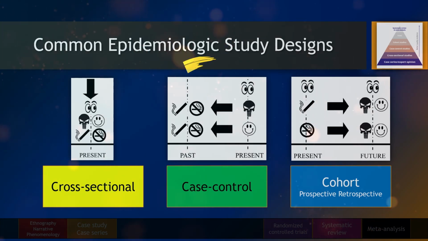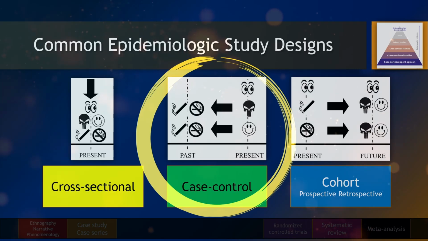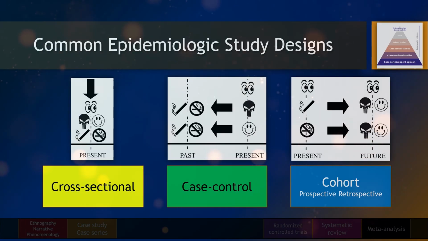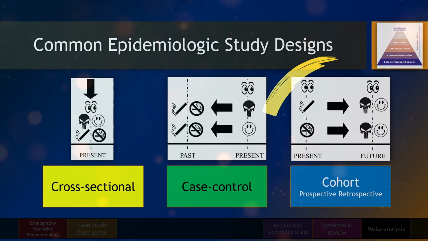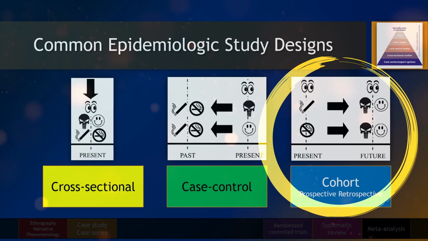We'll then move on to case control studies, which are particularly useful for investigating rare conditions. These retrospective studies compare individuals with a condition to those without it to identify factors that may have contributed to the aforementioned condition. Our discussion will also cover cohort studies, which follow a group of individuals over time to observe outcomes. We'll differentiate between prospective cohort studies, which follow participants into the future, and retrospective cohort studies, which look back at past exposures and eventual outcomes.